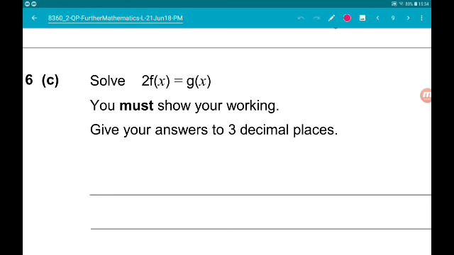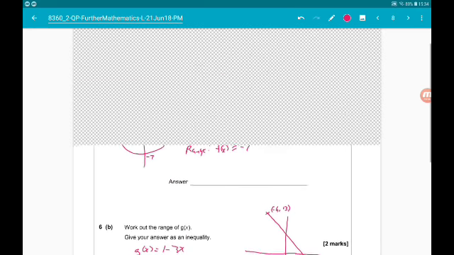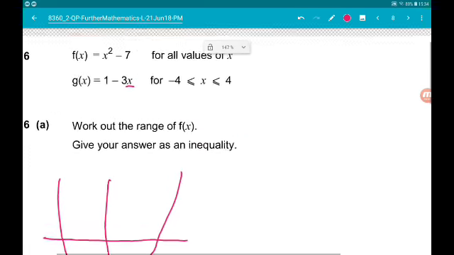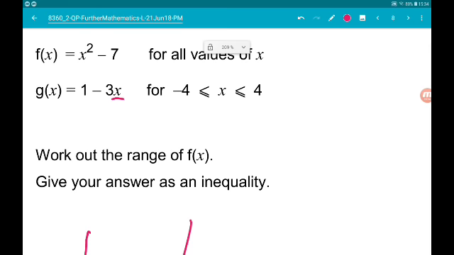Okay, then part C wants us to solve 2f of x is equal to g of x. We must show our working, giving our answers to 3 decimal places. So answers screams quadratic, which we already know because f of x has an x squared. So 2f of x is 2 lots of x squared minus 7.